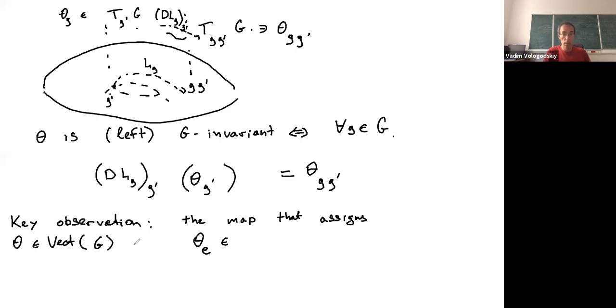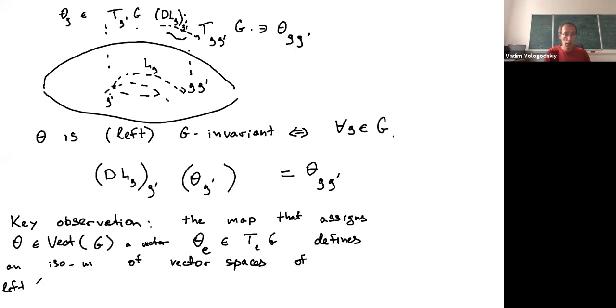so this is a vector which belongs to T e of G, defines an isomorphism of vector spaces, the space of left invariant, G invariant vector fields on G, and T e of G. So this is a finite dimensional vector space.